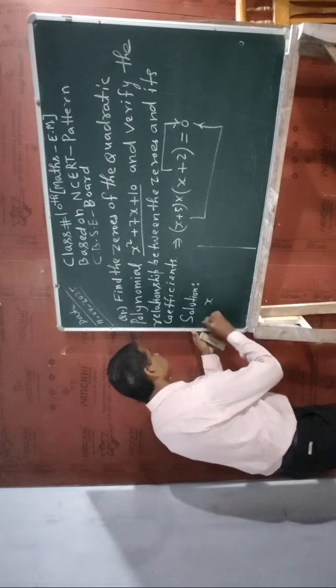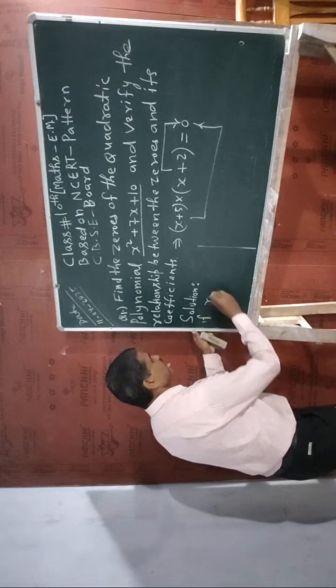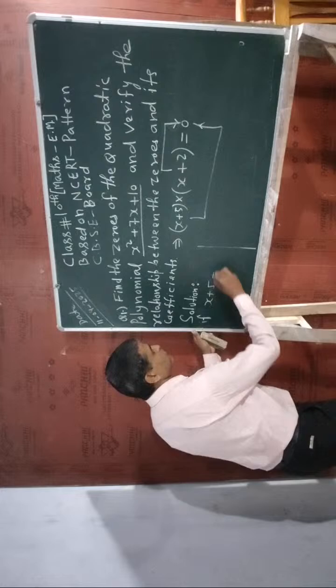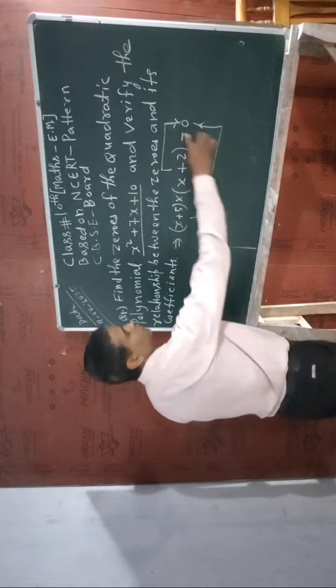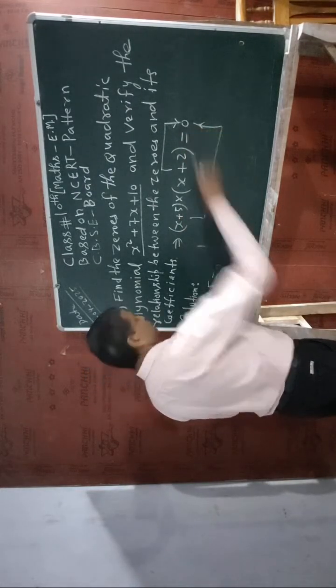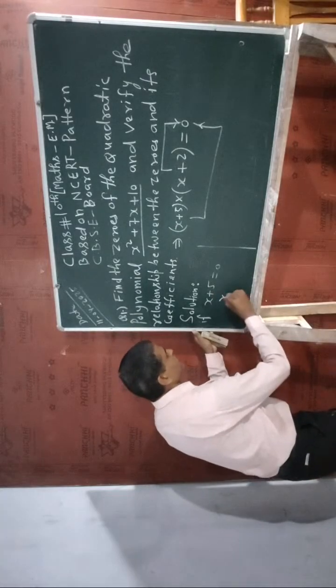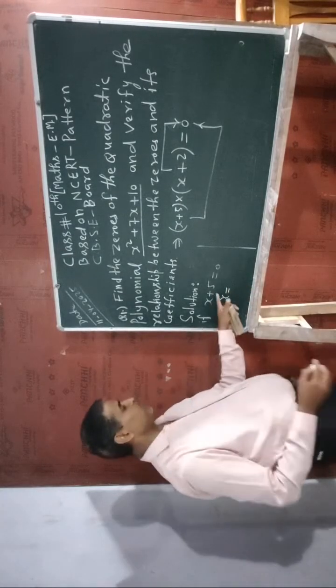Here I will write, if x plus 5 is equal to 0, so this term I am going to take x plus 5 is equal to 0. So x plus 5 is equal to 0. Now here is one important piece of information.